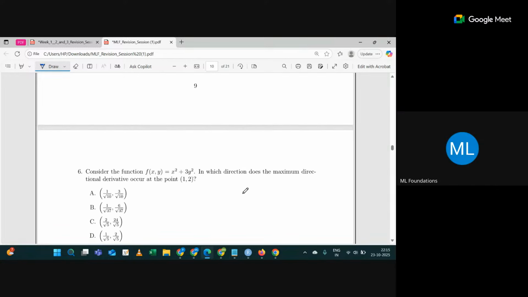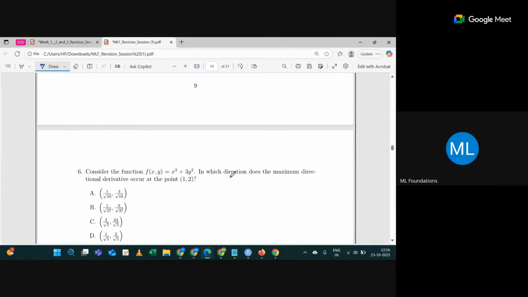Okay, let's solve the next question. Consider the function f(x, y) = x² + 3y². In which direction does the maximum directional derivative occur at the point (1, 2)? The maximum directional derivative will be in the direction of the gradient itself. Correct. Then what is the formula for that? Gradient of f by norm of gradient squared, something like this.